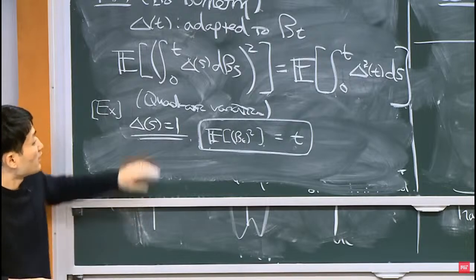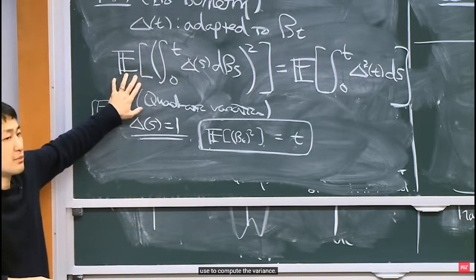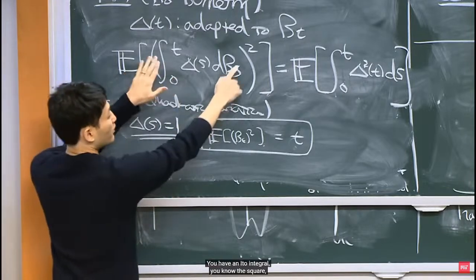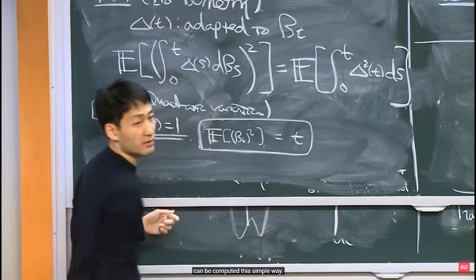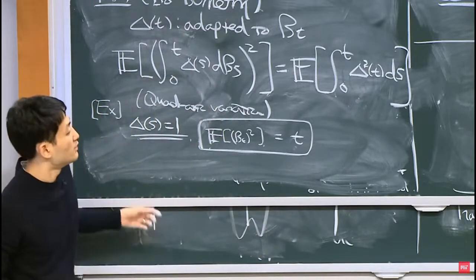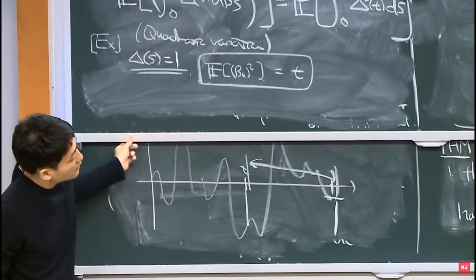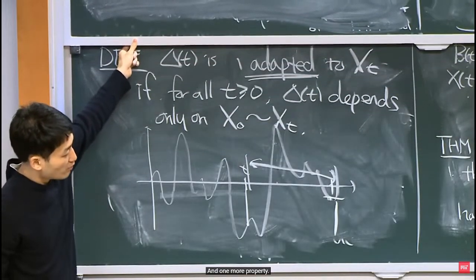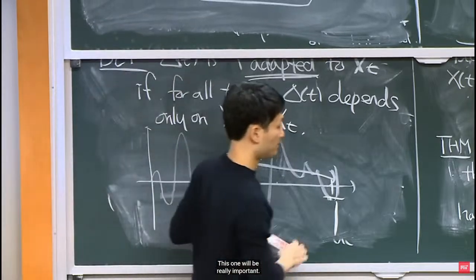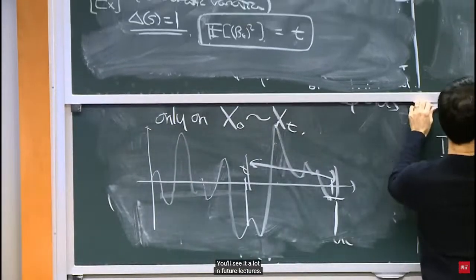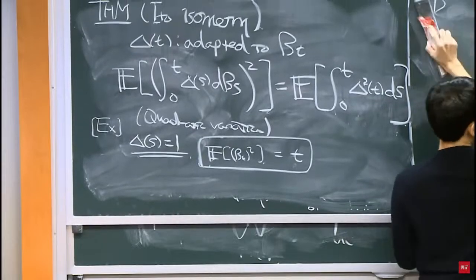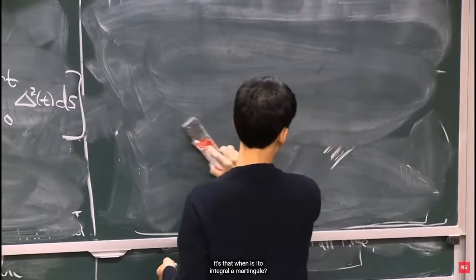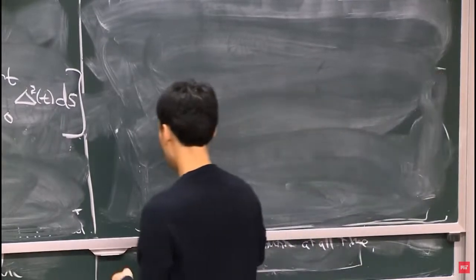Yeah. So that's some really good fact that you can use to compute the variance. Right? You have an Ito integral, you know the square can be computed just in this simple way. That's really cool. Okay, and one more property. This one will be really important. You will see it a lot in future lectures. Is that when is Ito integral a martingale?